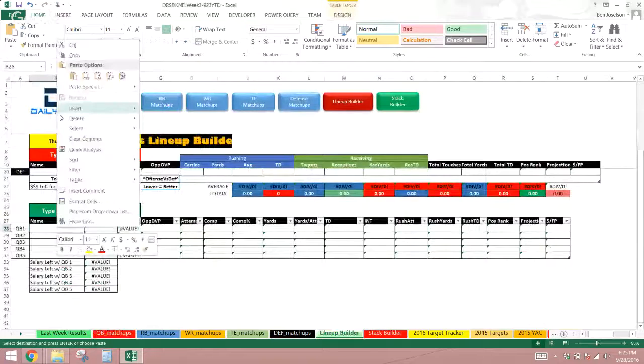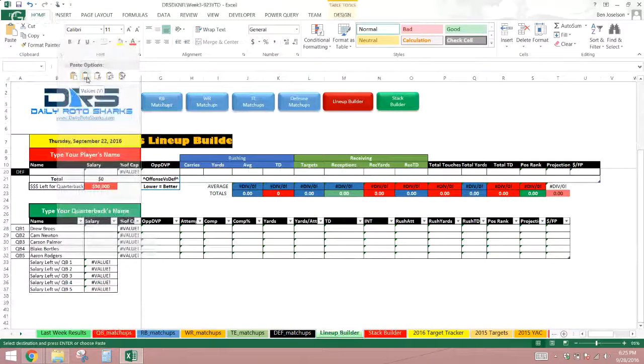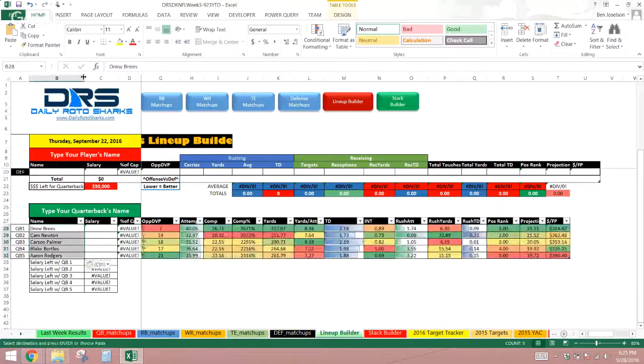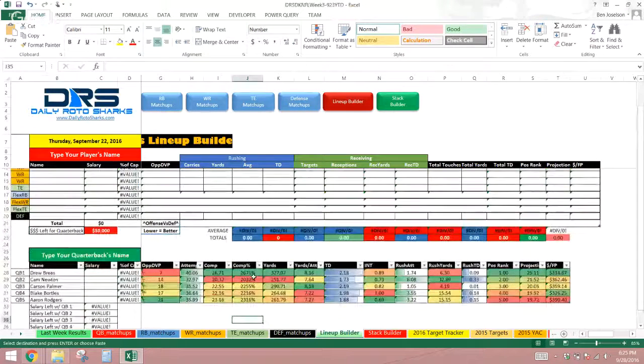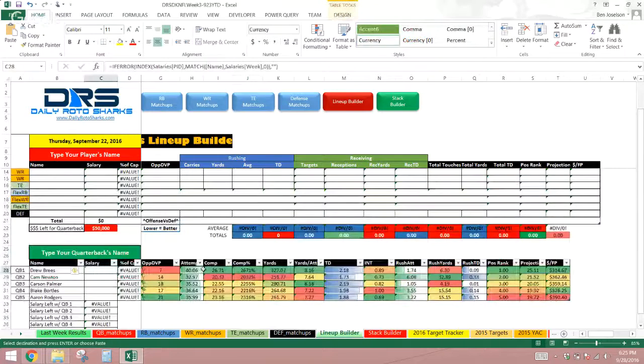So you right-click and paste by value. Make sure you paste by value, otherwise it'll get messed up. Like if you look, paste here, it doesn't come up as the right names. So make sure you paste by value. And then, oh, do I have to fix this? Oh, this is updated on the new one, so the salary will show.